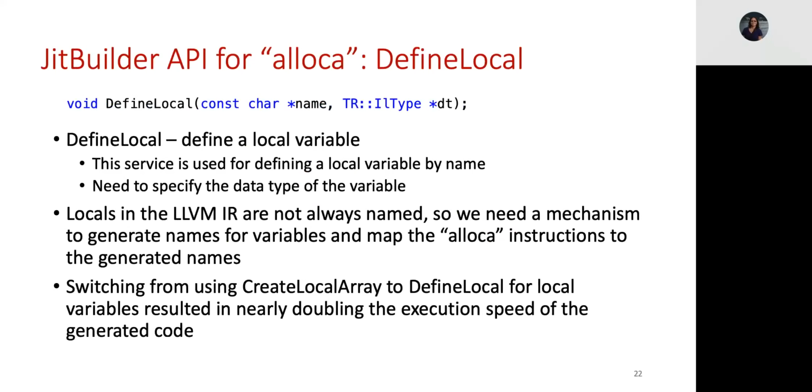With the define local service, you can specify a variable name and the data type to create a slot for a local variable. The problem with that was that, as you saw in the IR, local variables don't really get a name, so we have to generate some sort of string on our own and then map the allocation instruction to that variable name. Once we switched to using define local, it actually doubled the performance in certain programs.